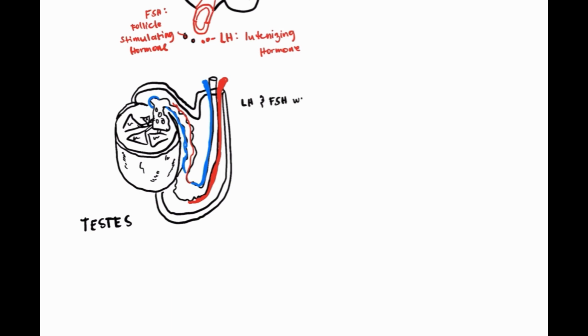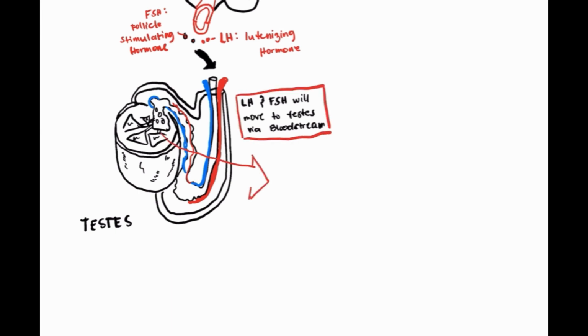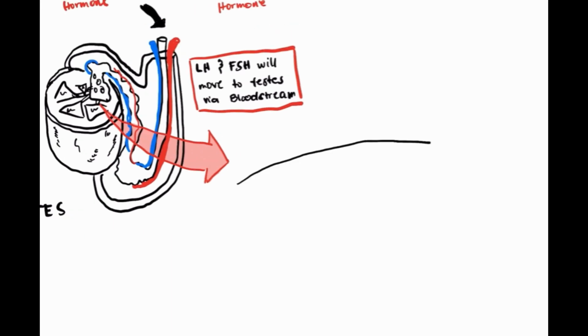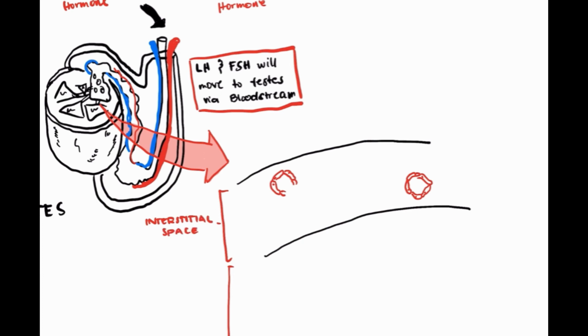This section here is known as the seminiferous tubules. The section that we just zoomed into is a seminiferous tubule. Surrounding the seminiferous tubule we have the interstitial space where the capillaries, blood vessels, are found as well. Now, the LH and FSH, luteinizing hormone and follicle stimulating hormone, will enter the interstitial space, and let's see what else we find in this area.